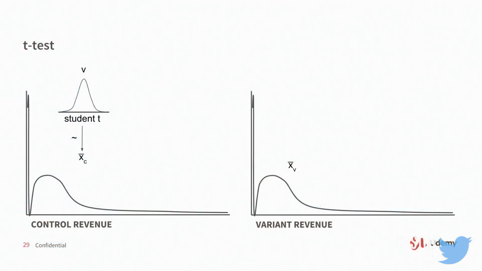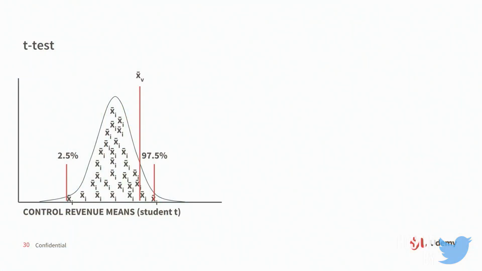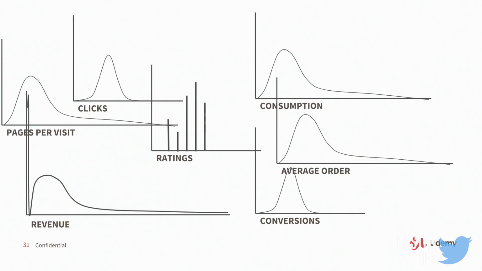So you have this distribution of means that's distributed as a student t distribution. You have this distribution of means for the control. And then you want to know, well, is my variant different? That's statistical significance. Is it statistically different? So you're asking, is that variant mean within the 95% confidence interval of that student t distribution? So it looks sort of like this. If your variant mean falls within there, then it's not statistically significant. If it falls outside of there, it is statistically significant. So that's the way that the frequentist approaches it.